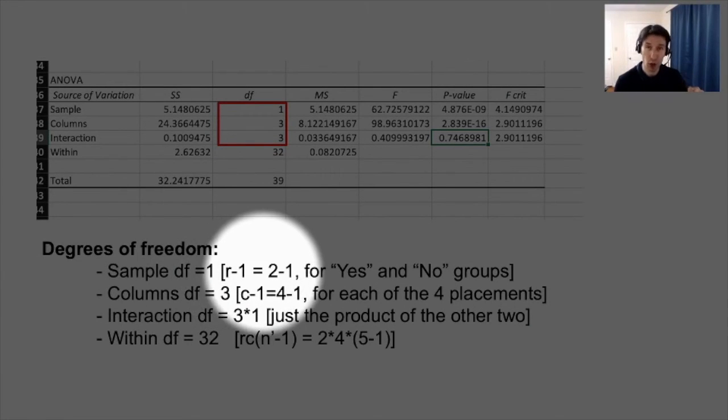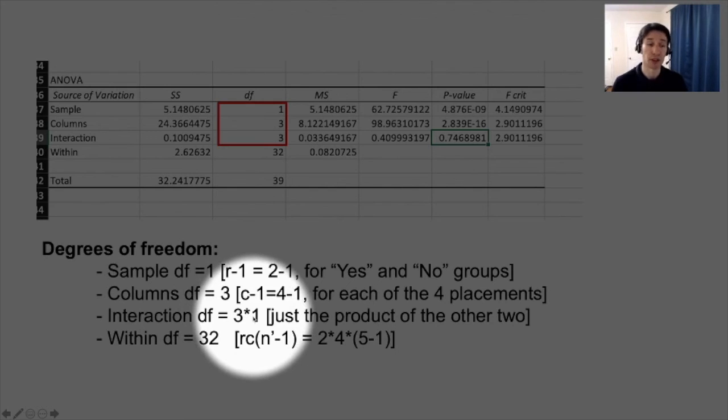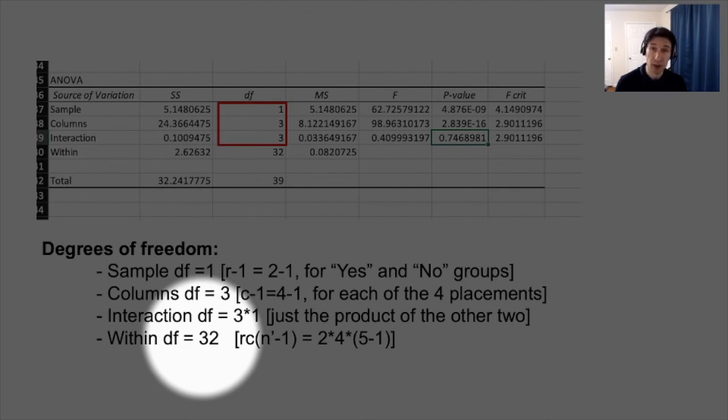We had 10 rows, but we only had 2 groups in the rows, right? So this is 2 minus 1. The columns, there were 4, so the degrees of freedom are 3. The interaction is 1 by the other, so it's 3 times 1. It's also 3. And what about the within degrees of freedom?